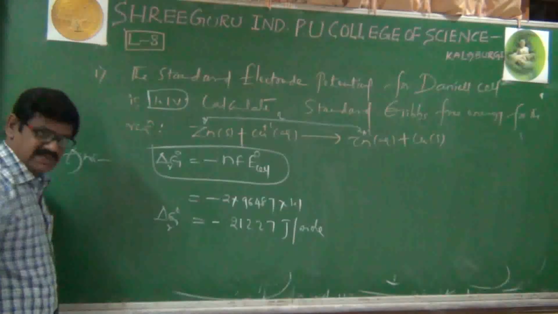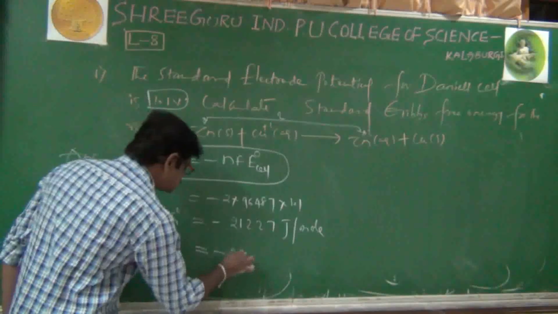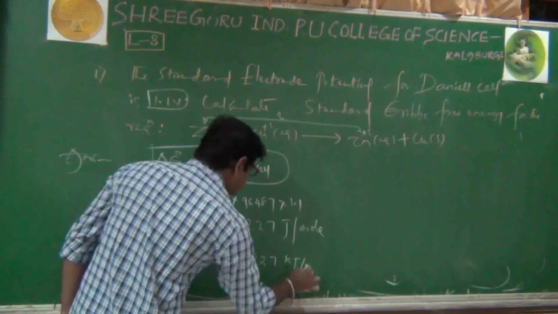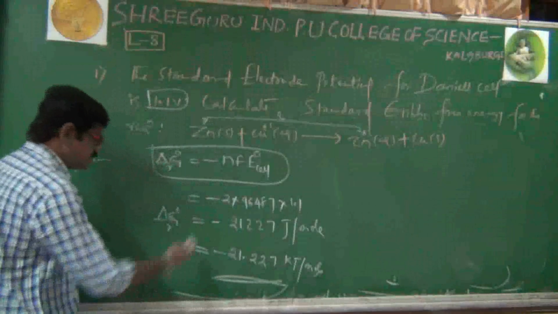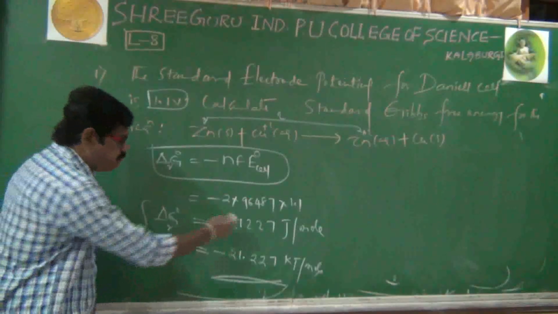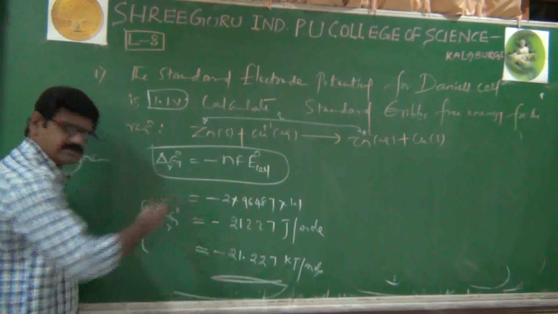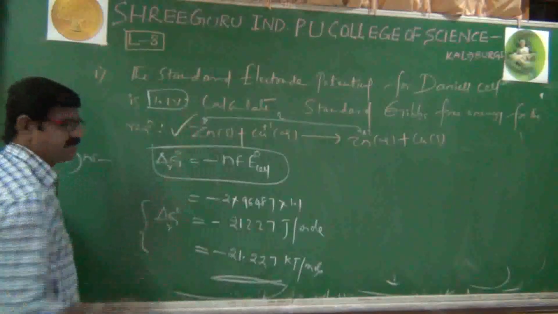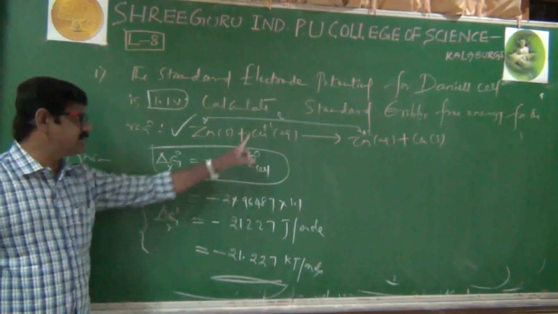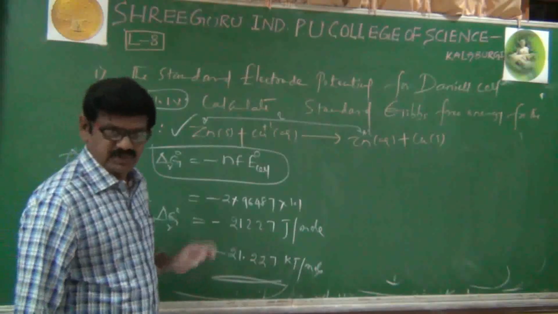Or if you want, you can convert into kilojoules also. If you divide the entire value by 1000, that is nothing but minus 212.27 kilojoule per mole is the answer. You can take any one, doesn't matter. One is in joules, one is in kilojoules. Both are correct. See here, delta G naught we are getting a negative sign. It means whatever reaction has been given is an absolutely spontaneous process, remember. Delta G naught negative means the given reaction takes place on its own, no external force involved here.